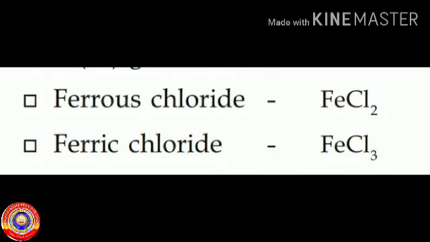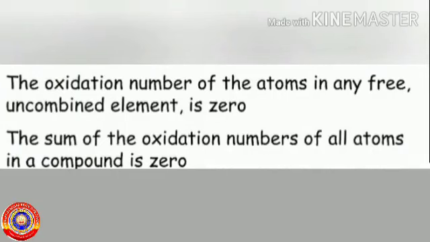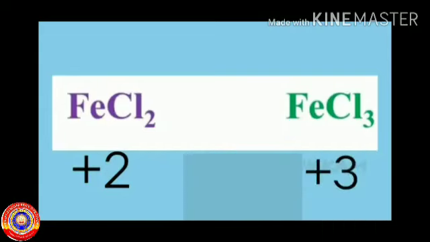See the examples. Look at the names and chemical formulae of two different chlorides of iron. You have to find the oxidation state of iron in these compounds. Students, don't you remember the rules about the oxidation number that we learned in 9th standard? That is, the oxidation number of atoms in any free uncombined element is 0, and also the sum of oxidation numbers of all atoms in a compound is 0. So in FeCl2, the oxidation state of iron is +2 and in FeCl3, the oxidation state is +3.